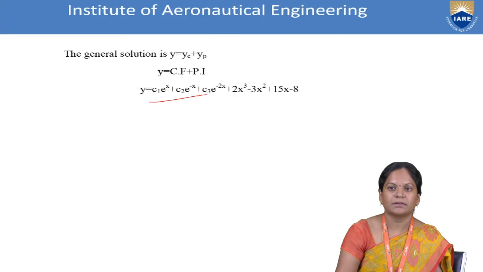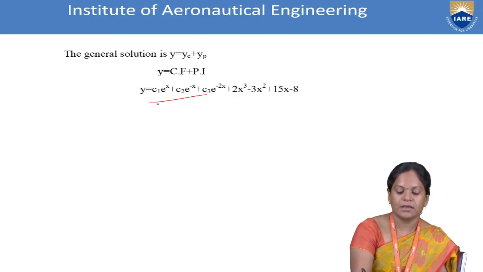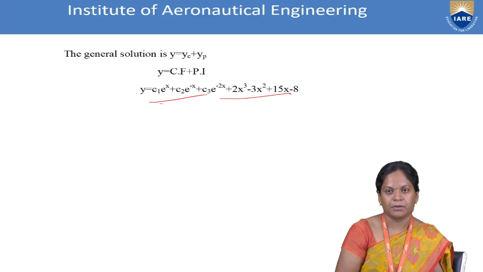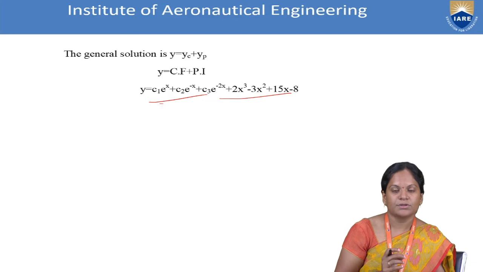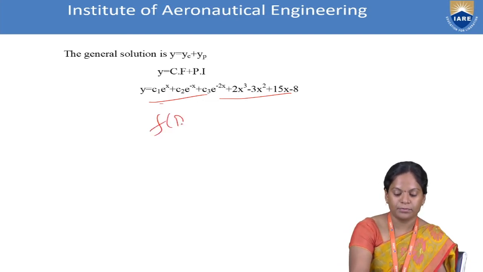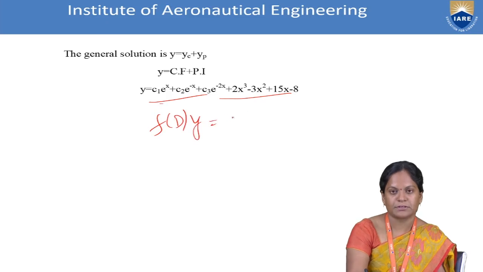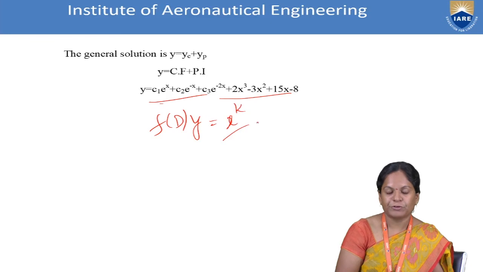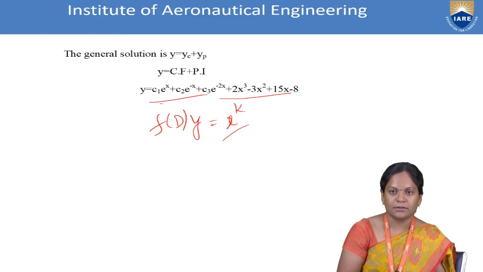So yp is nothing but the particular integral, y equal to yc, and here we have yp. Y equal to yc plus yp is nothing but the general solution for the given differential equation of the form f of d into y equal to q of x. But in this method, the q of x is x power k, which is a very simple method. Nothing to worry in this case.